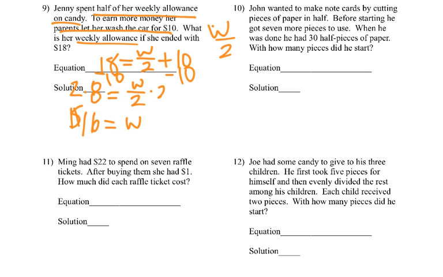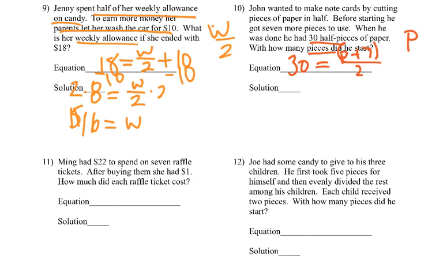Okay, 10. John wanted to make note cards by cutting pieces of paper in half. Before starting, he got 7 more pieces to use. When he was done, he had 30 half pieces of paper. With how many pieces did he start? So he started with, we'll call it P. When he was done, he had 30. So 30 equals, he started with P, then he added 7 more pieces, then we cut each of those in half.